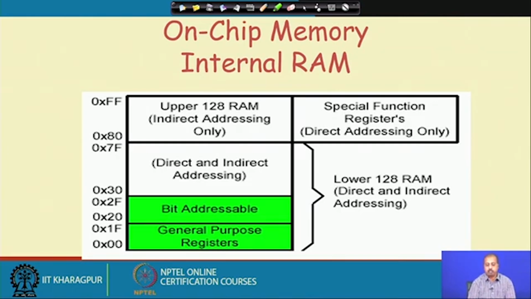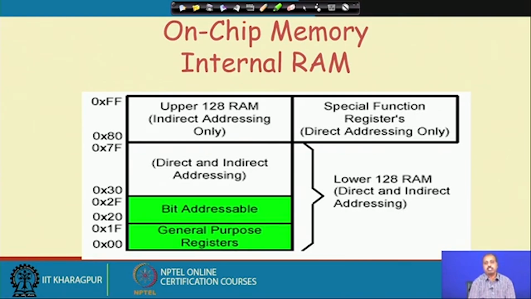So, 00 to 1F, that is where we have got these general purpose registers. Then the locations 20 to 2F are called bit addressable, so you can access individual bits. As we know, the memory has got a word size, and in whatever we have discussed, that is an 8-bit word. So, if you are accessing a location, you are accessing 8 bits at a time.